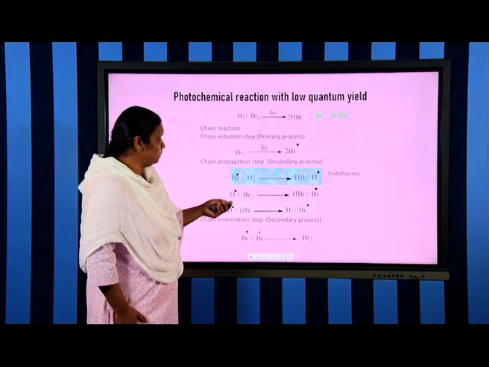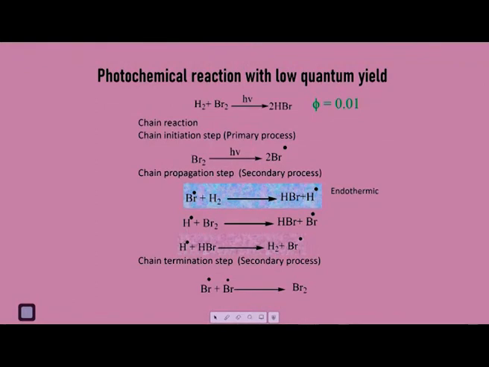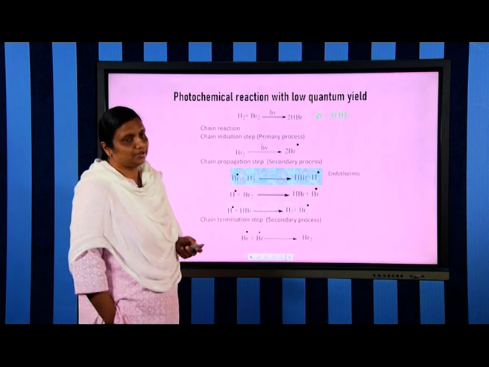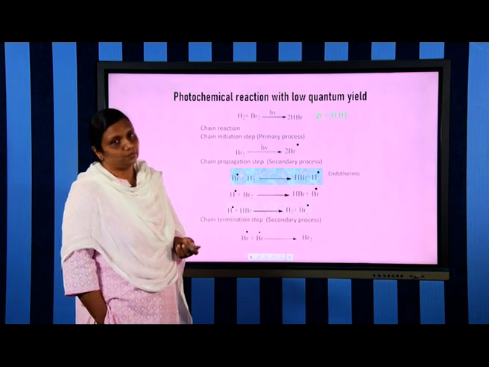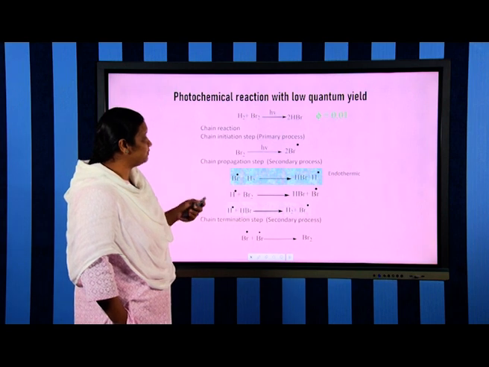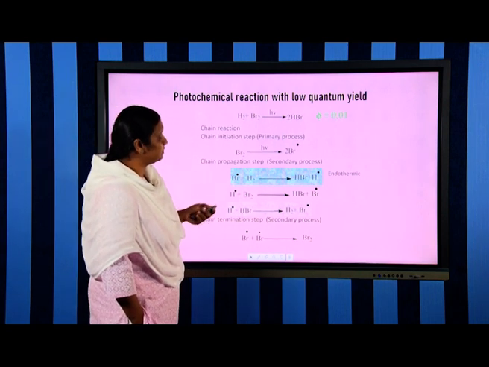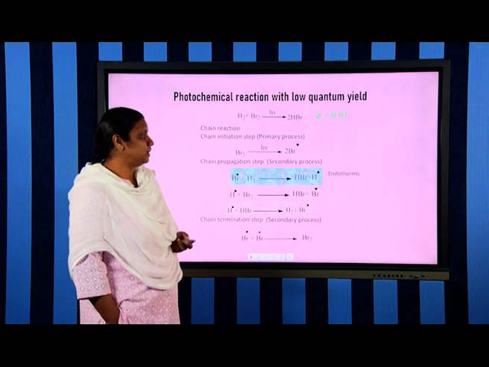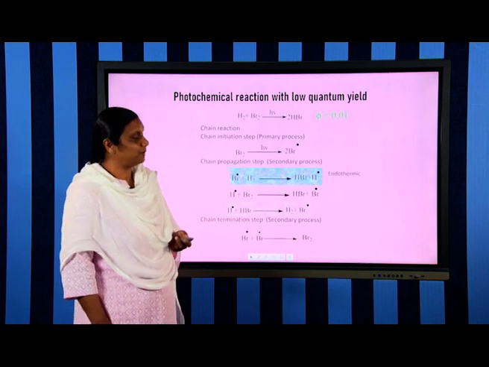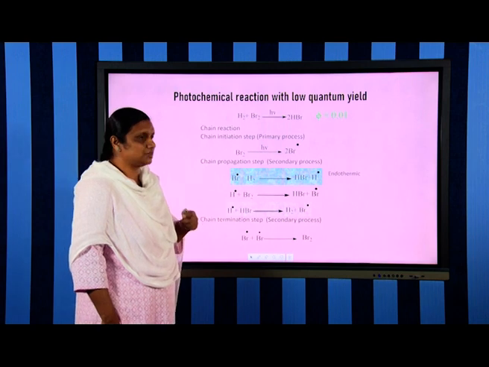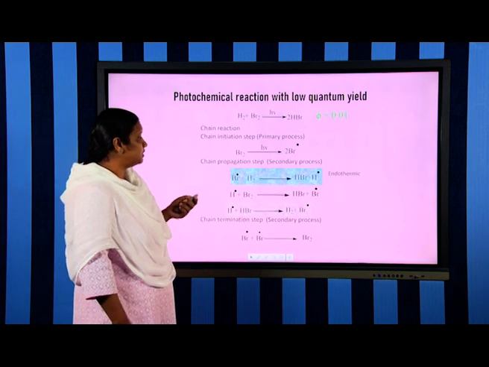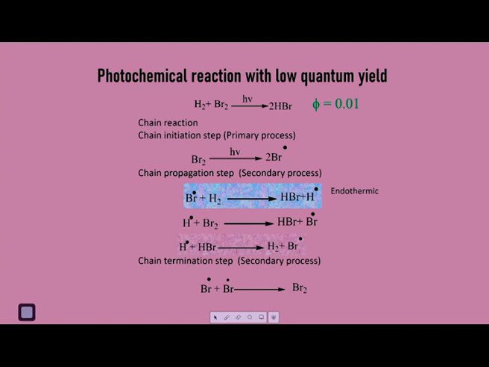Secondly, look at the third step in the propagation step. The formed product is again used up and we get back the reactant. So, there is no formation of product, reactant is brought back. So, the yield becomes low. So, it is these 2 steps, the first step of the propagation and the third step of the propagation, which bring down the quantum yield. Alright, since the propagation step is an endothermic reaction, and during the propagation step, if the product is used up, then the yield comes down.